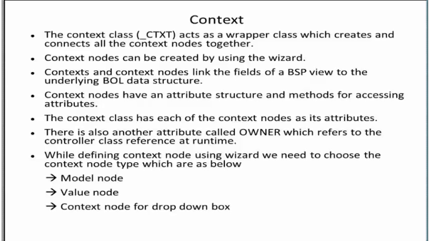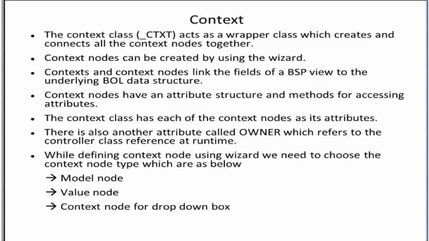So for every context node which is created under a particular context, it will have a reference variable pointing to each context node. That's how the linking happens from the controller to the context. Also, every context will have an attribute called owner, which specifies which controller or which IMPL class is owning this context. So that way it's a two-way relationship.